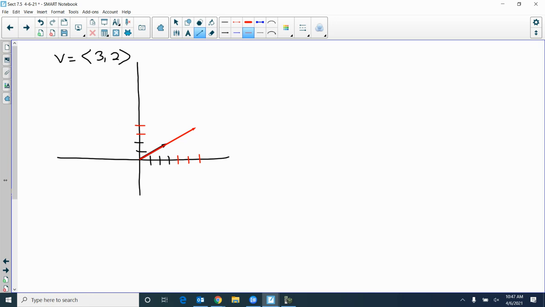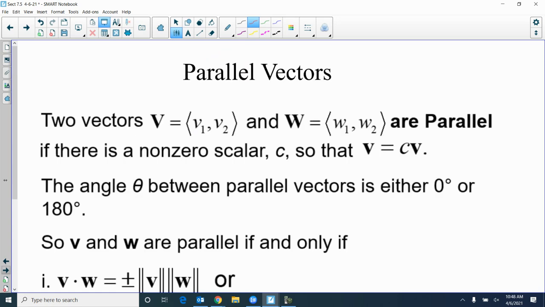But you're going to say, well, they're not the same, even though one lies on top of the other. They're not the same because one is 3, 2, and the other we'll call W is 6, 4. So now flip it over. And here's why. How do you create it on that same angle? You just multiply the original one by a constant.